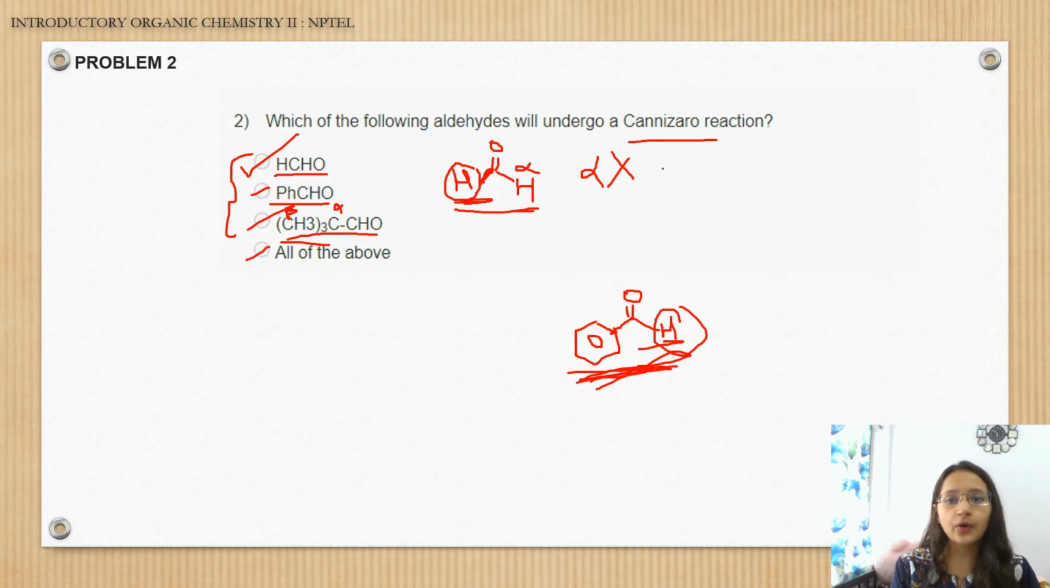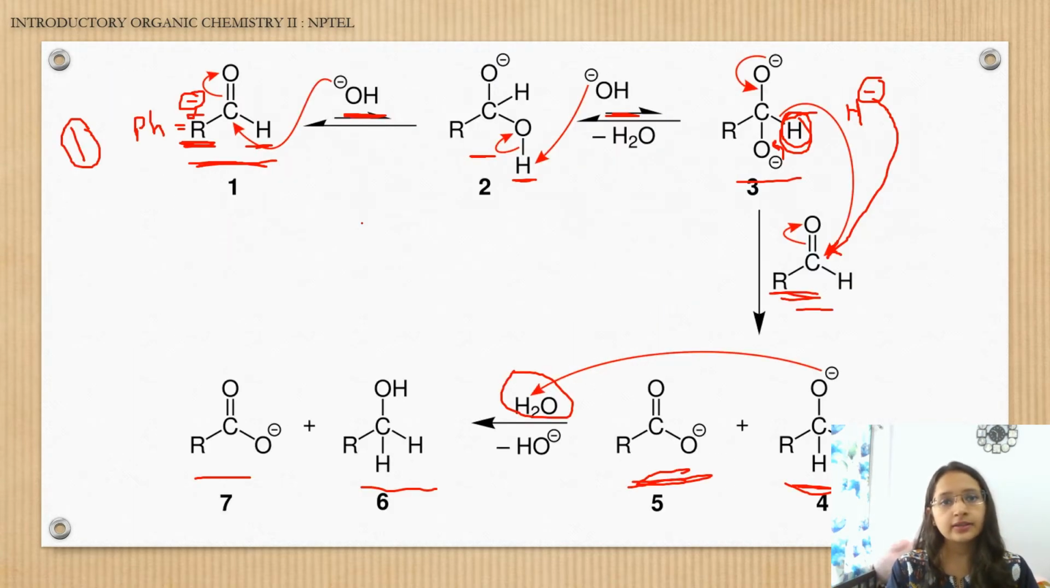How? Because for the Cannizzaro reaction, you have to have a condition that you don't have alpha hydrogen in the reacting species. Okay, in the substrate, you don't have the alpha hydrogen. So all of these aldehydes will successfully accomplish the requirement of not having alpha hydrogen at the alpha carbon. Okay, so that is why all these can give you a Cannizzaro reaction.